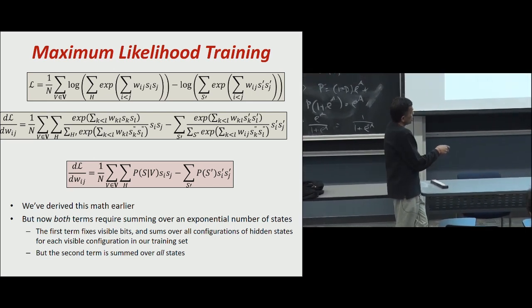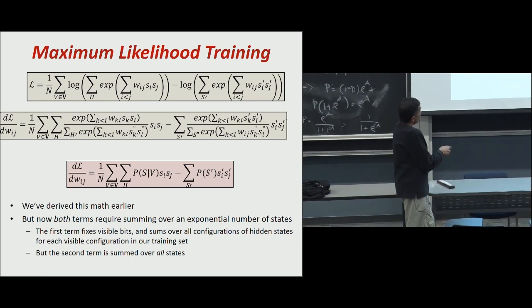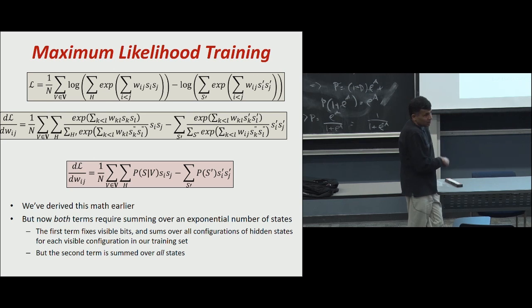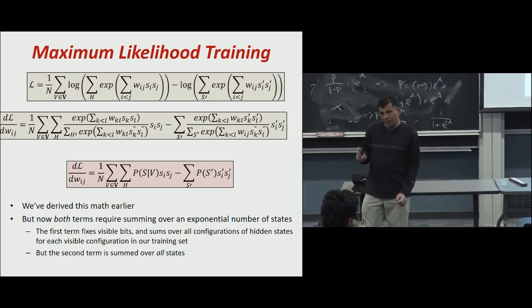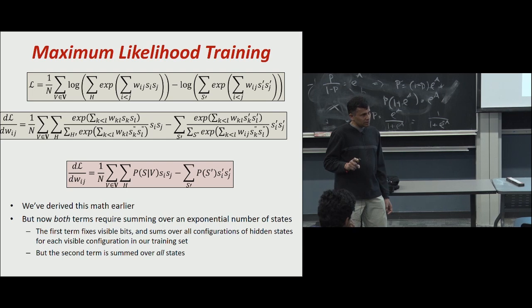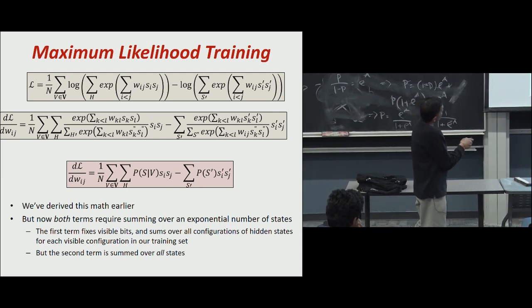That's just the expected value over all states, right? What you will get for the first term is the expected value over all hidden states given the visible state, right? Consider this. I take the derivative of this with respect to any weight.